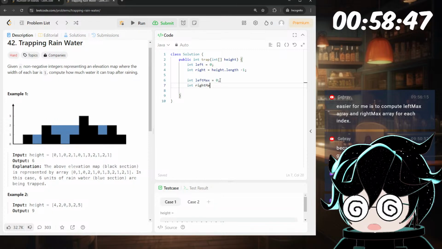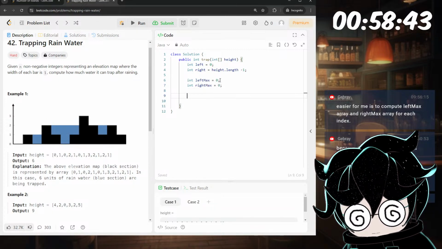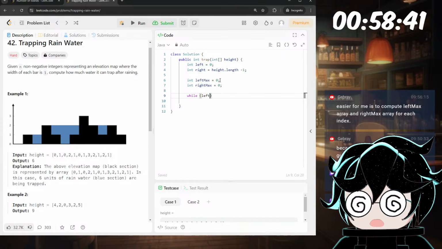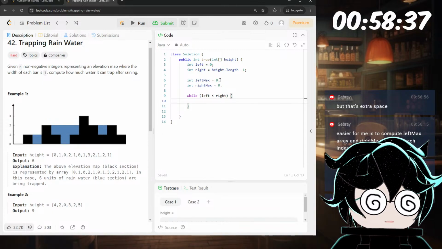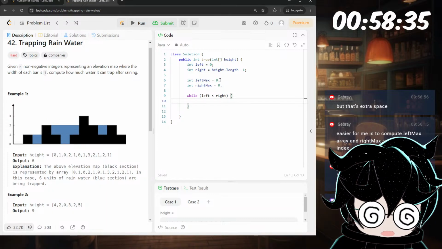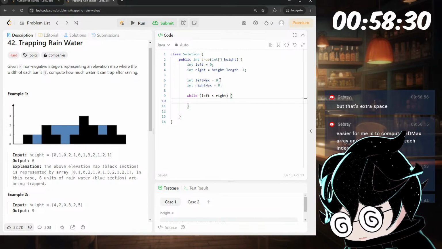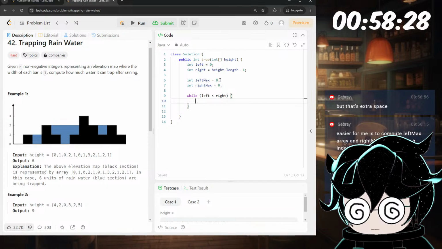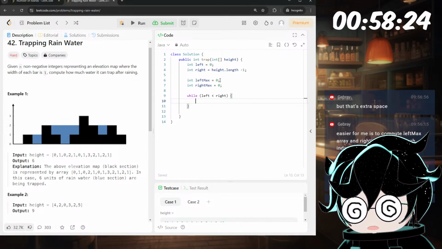Int right max is equal to 0. Sure. So while left is less than right... GetReady says that's extra space. Yeah, true. Okay, now to implement the algorithm that I have barely wrapped my brain around.